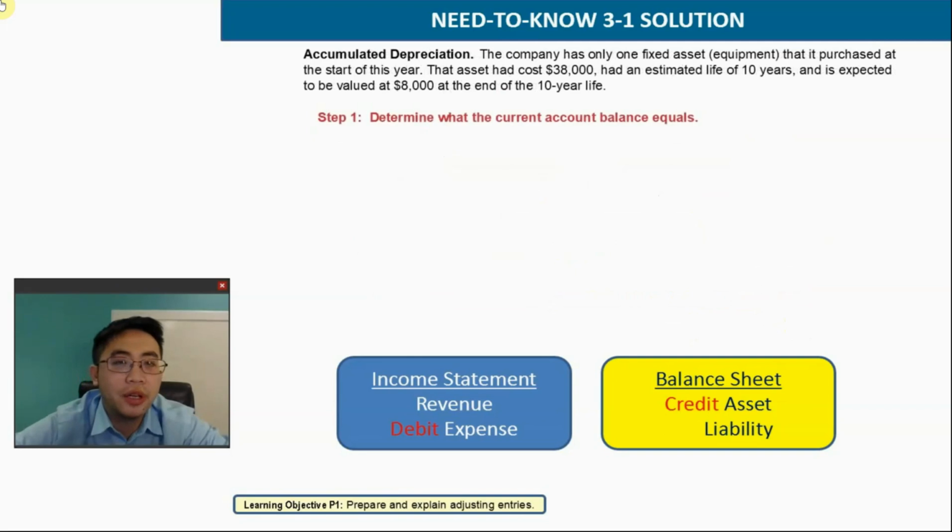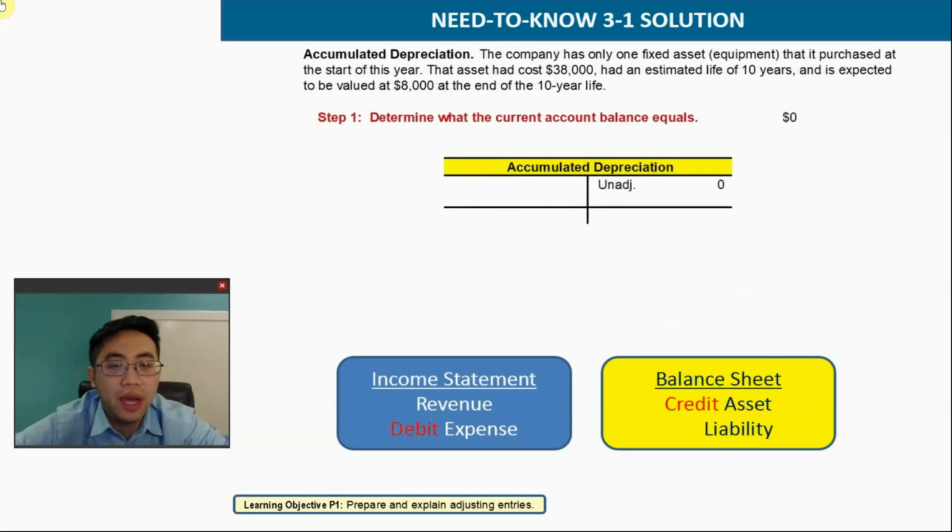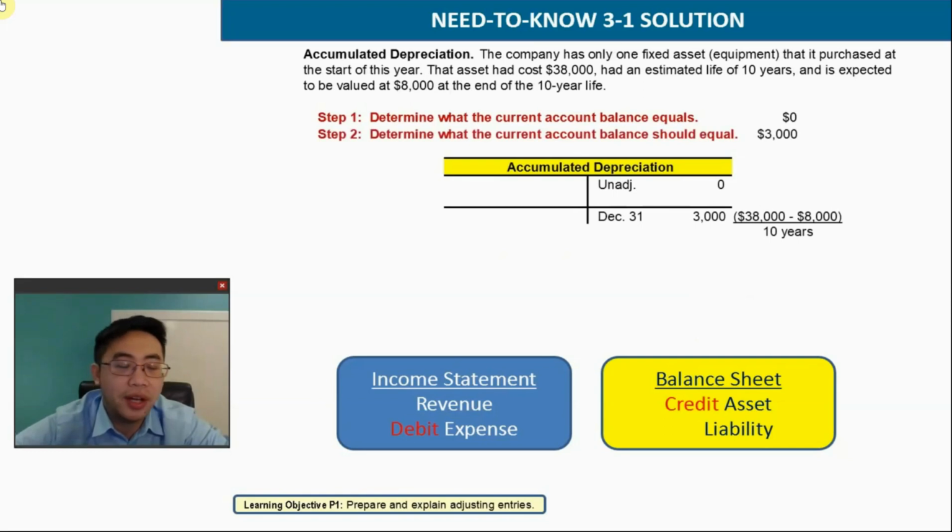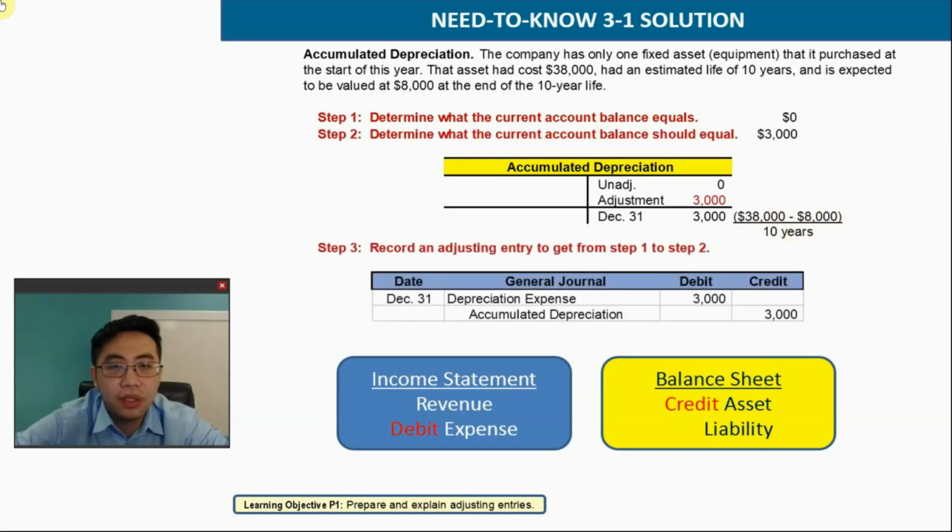Next, accumulated depreciation. First of all, if you look at accumulated depreciation at the beginning of the year, it was 0 because the machine was brand new. There was no depreciation incurred. But after the whole year, the accumulated depreciation is $3,000. That's the depreciation for this year and also for each year in the future. And how do you get 3,000? Again, you use 38,000 minus 8,000, divided by 10. That's your annual depreciation. And then you record the difference.